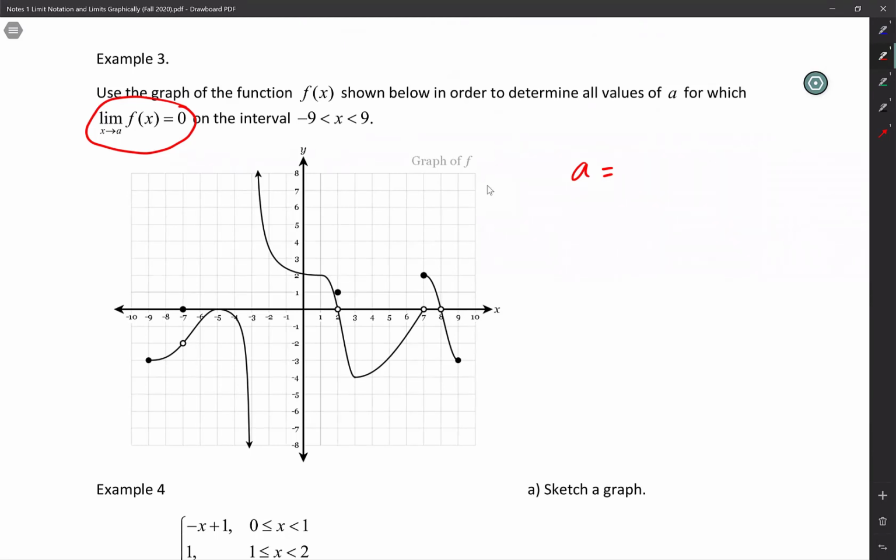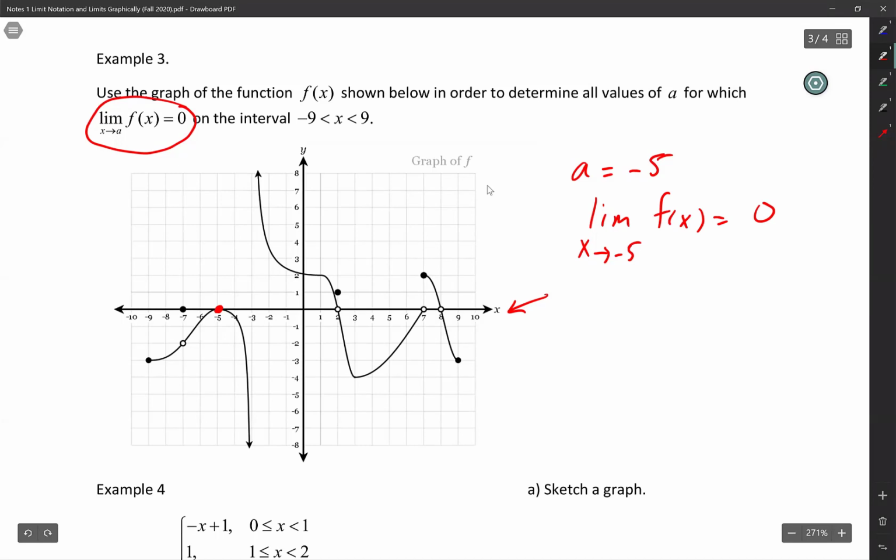So focus on the x-axis. Where do I touch the x-axis or look like I'm approaching the x-axis? Because that's where the y value is 0. It looks like the first one, if I go left to right, because that's how you read a book, happens at -5. You guys see that? So a is -5. So what does that mean? That means I can write this statement and it will be correct. Limit as x approaches -5 of f of x equals 0, and that's a true statement.